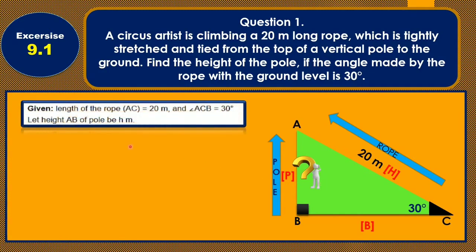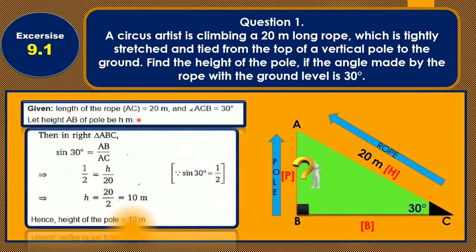First of all, you will write the given things. Let the length of the rope, that is AC, be equal to 20 meters. Angle ACB is given as 30 degrees, and we have to find the height of the pole, that is AB. Consider it as H meters. Now we will consider this right triangle ABC, right angled at B, in which I am going to apply trigonometric ratios. Now the problem is, which trigonometric ratio should I apply, because in total we have 6.